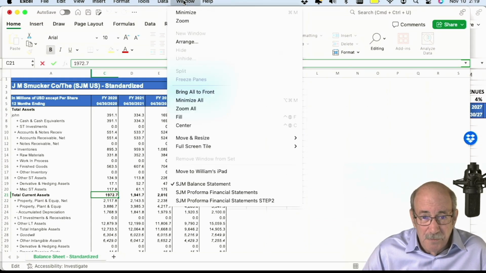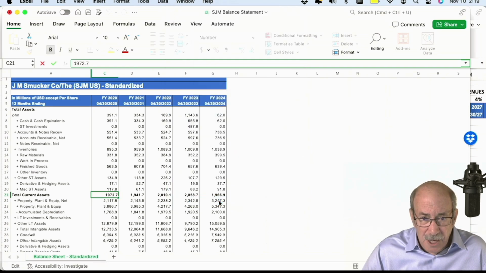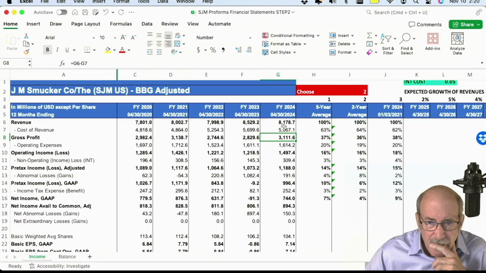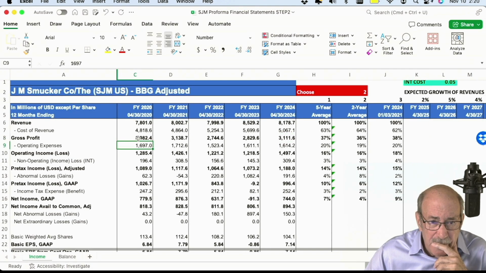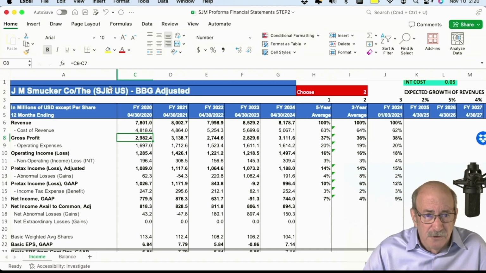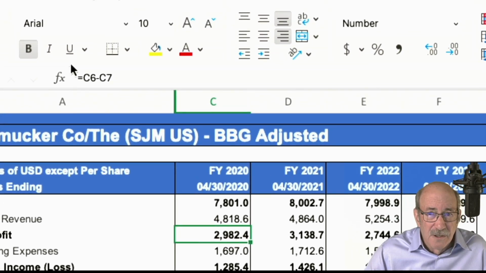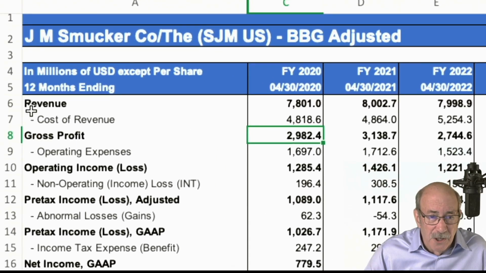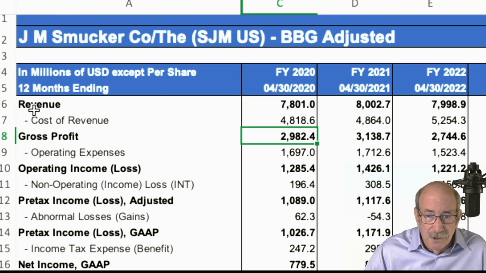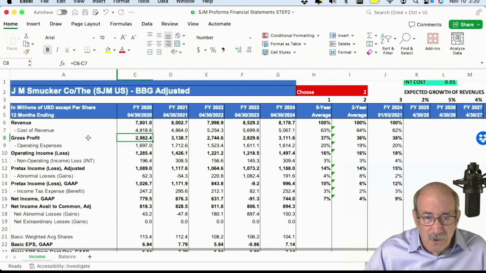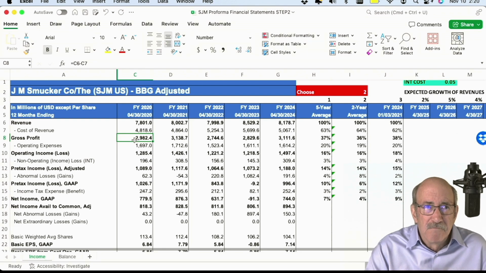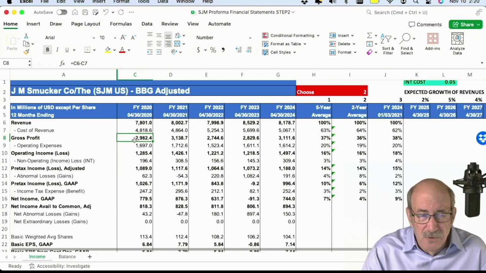So what do I mean by that? Well, let's go back to step 2. So here I'm actually on the income statement, but the same applies here. Any of these subtotals, notice that the subtotal is not a value. It's a formula, right? So gross profit is simply revenue minus cost of goods sold. Now, on Bloomberg, when you download this, it's just a number. It's 2982.4.